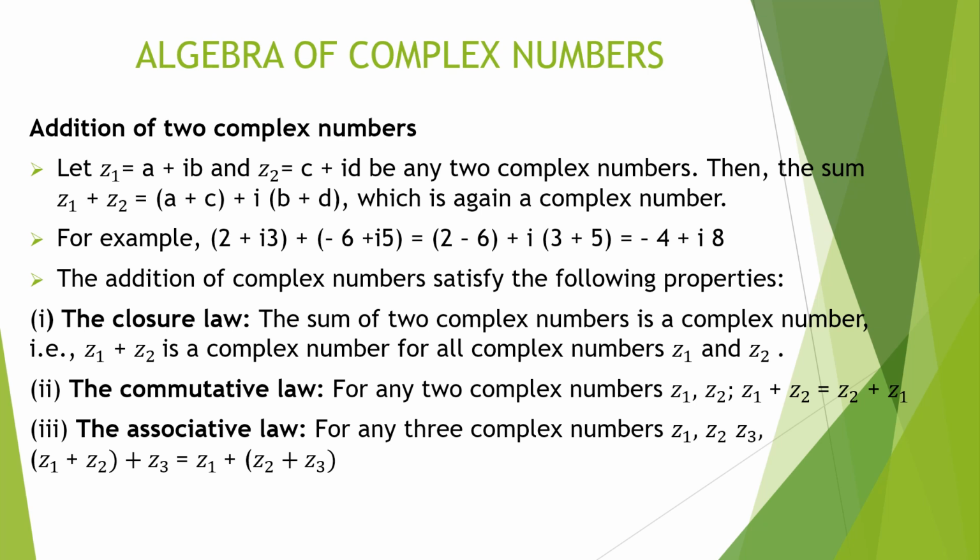Closure property: if z1 and z2 are two complex numbers, z1 plus z2 is also a complex number. For two complex numbers z1, z2, z1 plus z2 is the same as z2 plus z1, and if there are three complex numbers, then the associative law also holds, which is first you take z1 plus z2 and add z3. It will be the same as you take z2 plus z3 and then add z1.